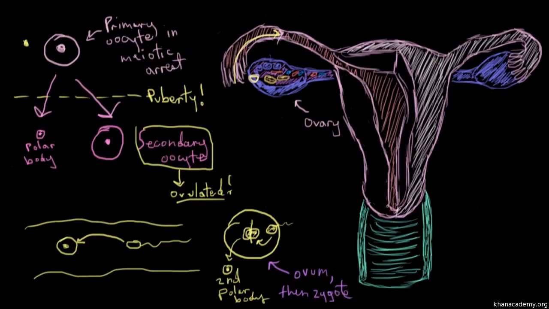So let me just clarify that if the egg doesn't get fertilized by a sperm that comes along, then it doesn't complete that second meiotic division that it did right here, and it just gets discharged from the body in menstruation as a secondary oocyte and not as an ovum, because the name ovum is reserved for the oocyte only once it's been fertilized. So those are the basic concepts behind what goes on with egg development.